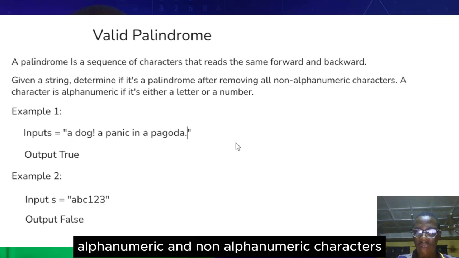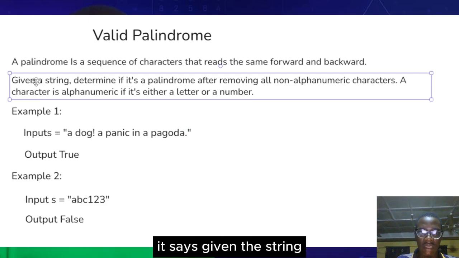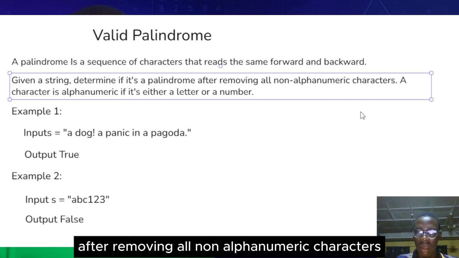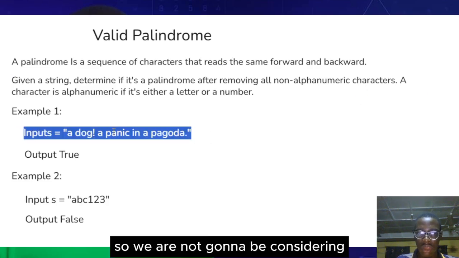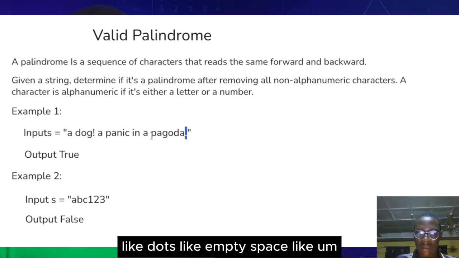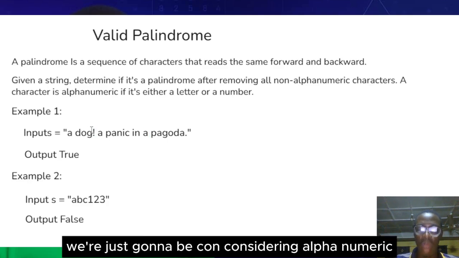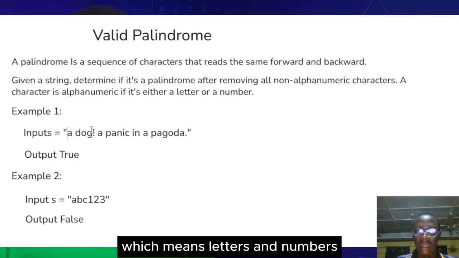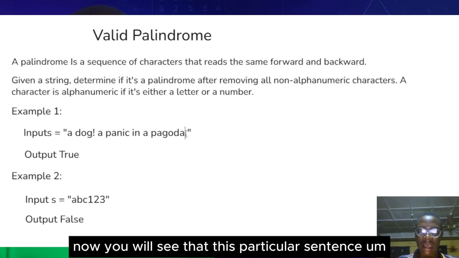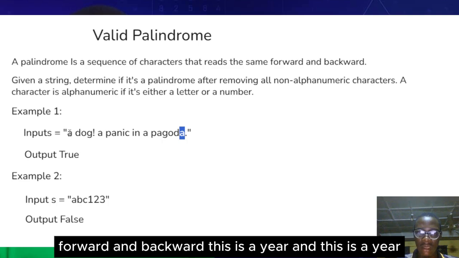So we neglect non-alphanumeric characters. Don't forget, the question statement says given the string, determine if it's a palindrome after removing all non-alphanumeric characters. So we are not going to be considering non-alphanumeric characters like dots, empty spaces, or this exclamation mark. We are just going to be considering alphanumeric characters, which means letters and numbers. If you consider that now, you will see that this particular string reads the same forward and backward. This is A here and this is A here.